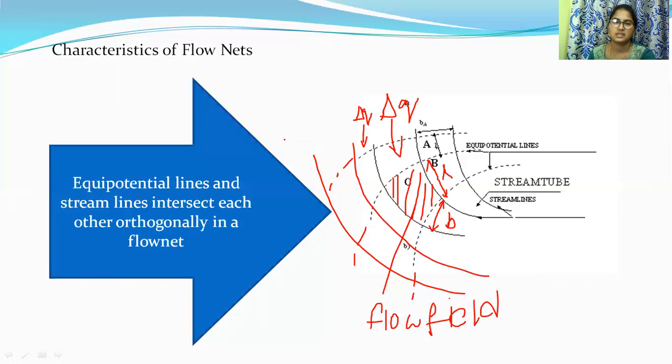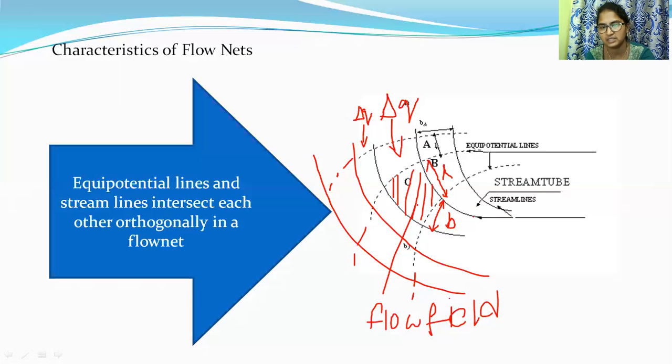So what is a flow net? A combination of a number of flow lines and equipotential lines is called a flow net. It is useful to determine the head in the media. So what are its characteristics?